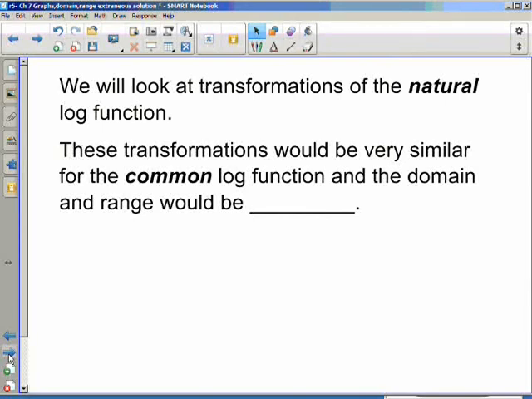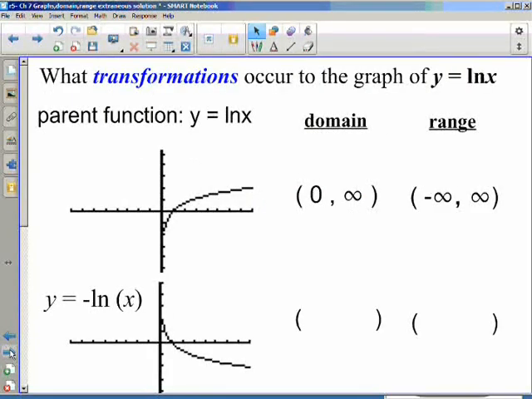So based on the belief that these are very similar looking graphs, we just change one of the numbers, we'll look at the natural log function to talk about our transformations. These transformations would be very similar for the common log function, and the domain and range would actually be identical. There's no changes, it's how quickly it goes up or across. So what we do with logs in terms of transformations is pretty generic. For instance, what transformations occur to the graph of y equals ln of x? And again, I could say log x, common log x, but we'll work with the natural log.